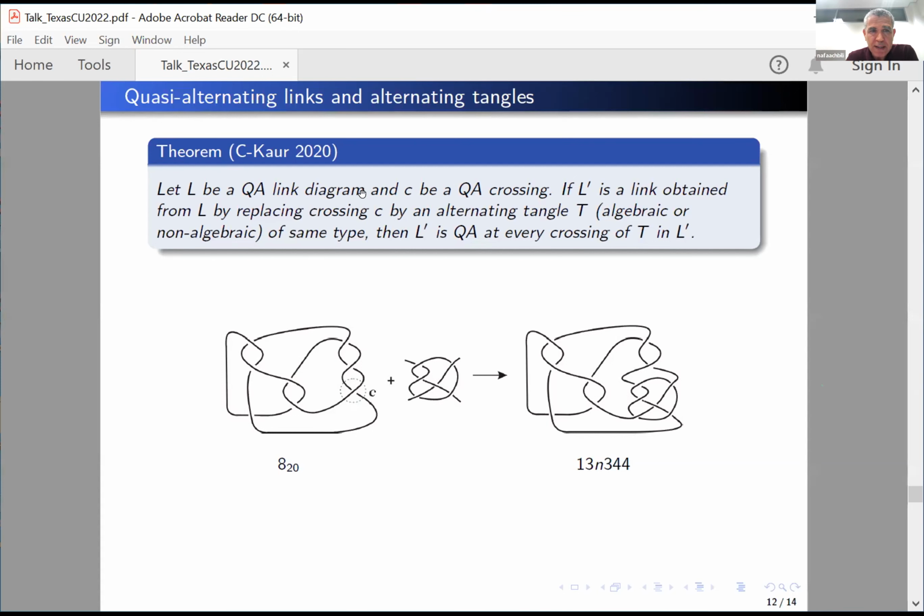So if you have a link diagram which is quasi-alternating at crossing C, like in this example, then the link L prime, which is obtained from L by replacing C with an alternating tangle T, whether algebraic or non-algebraic, but it should extend C. We have some technical restriction on how to glue this tangle here. So then what I obtain is a new example of quasi-alternating link.